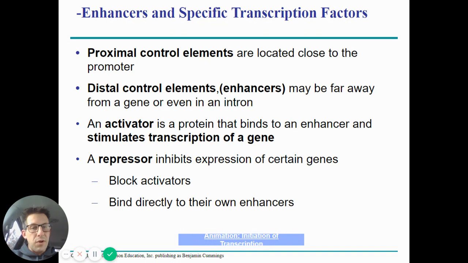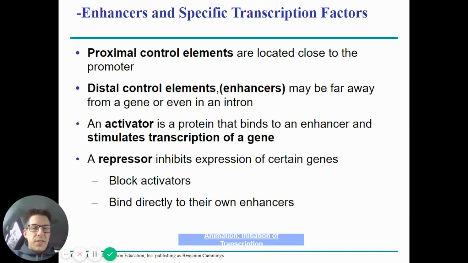They could even be in an intron, okay? And then we've got these things we have yet to discuss called activators and repressors, okay? Activators and repressors work with these control elements. They bind directly to the control elements, okay?